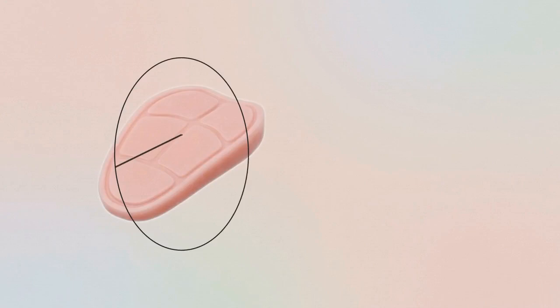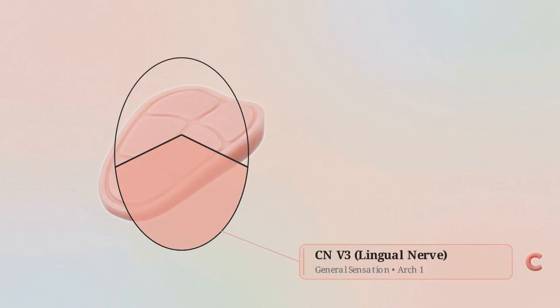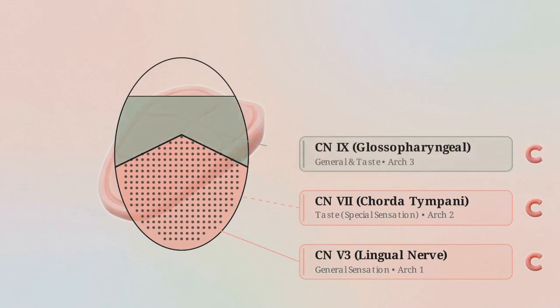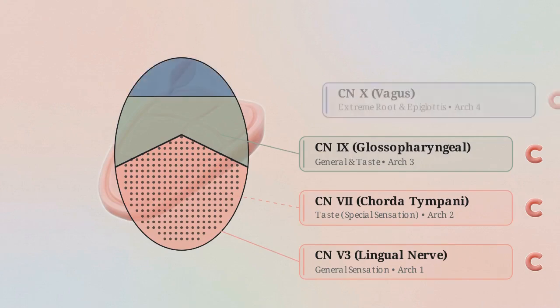The adult tongue's cranial nerve supply is mapped through these specific embryological origins. General sensation for the anterior 2/3 is provided by the trigeminal nerve, cranial nerve 5, as this tissue derives from the first pharyngeal arch. Special sensation for the anterior 2/3 is handled by the chorda tympani branch of the facial nerve, cranial nerve 7. General and special sensation for the posterior third are supplied by the glossopharyngeal nerve, cranial nerve 9, the nerve of the third pharyngeal arch.